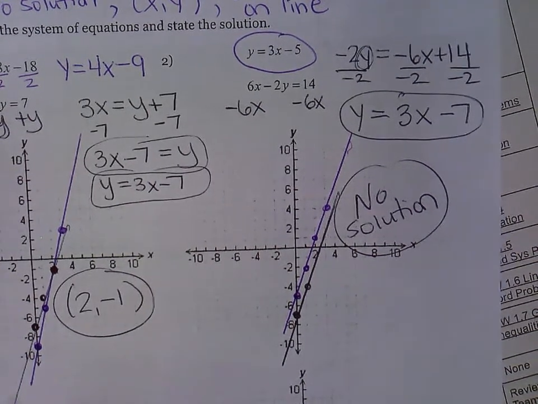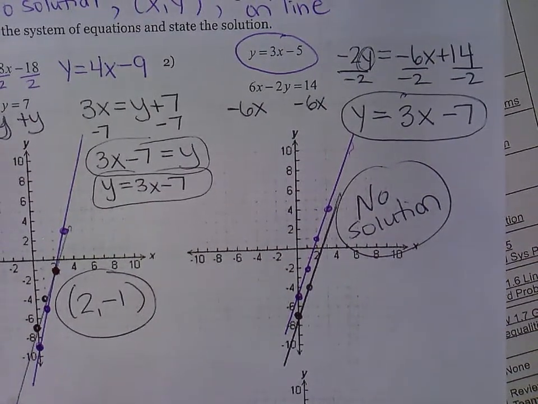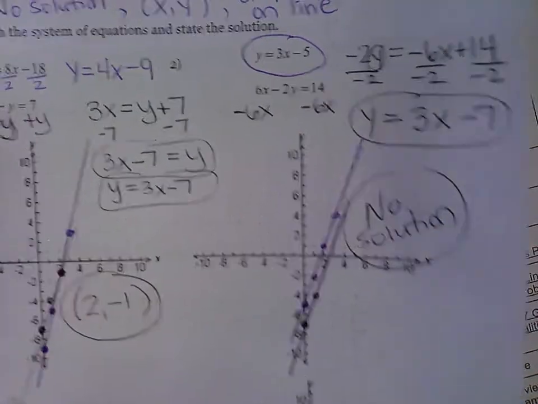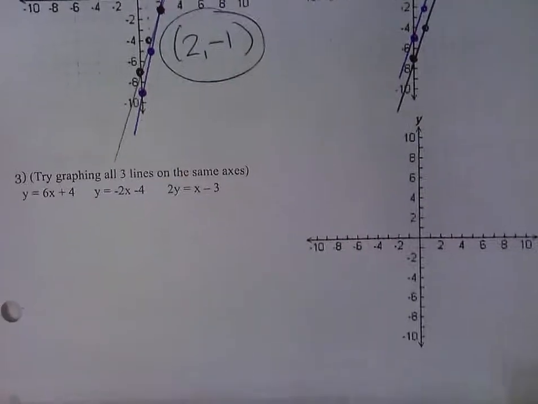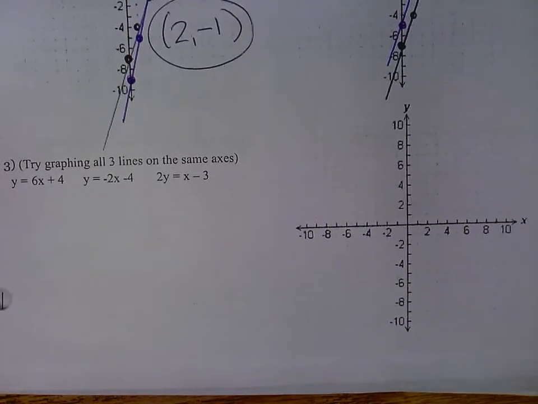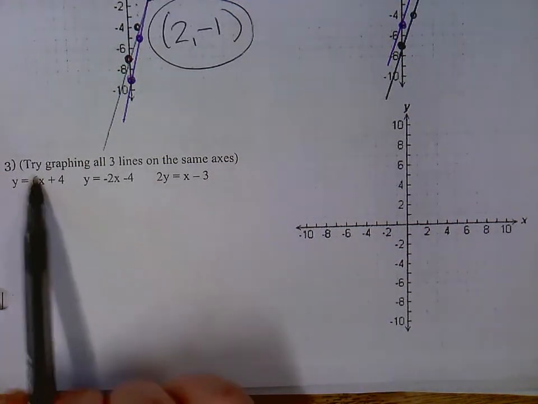All right, one more together, and then I'm going to set you on the back page to see if you can find the intersection points on your own. I've got 3 lines, and I'm going to graph them all on the same axis. There will only be an answer if they all intersect at one point. These are set up for you. I'm going to graph them in different colors.